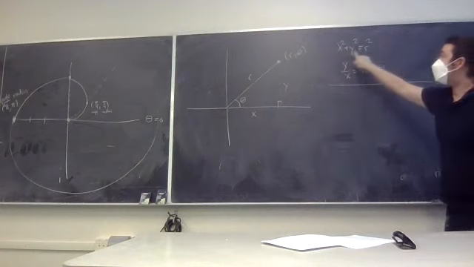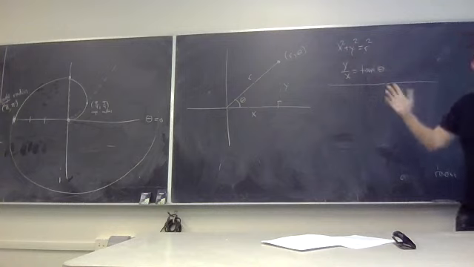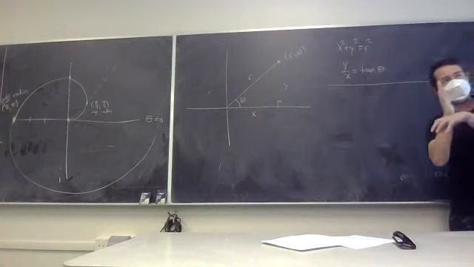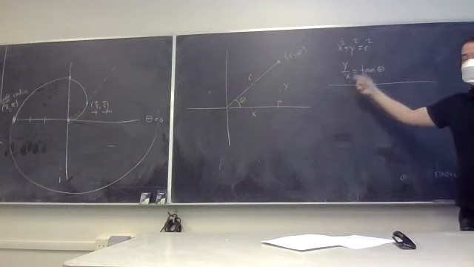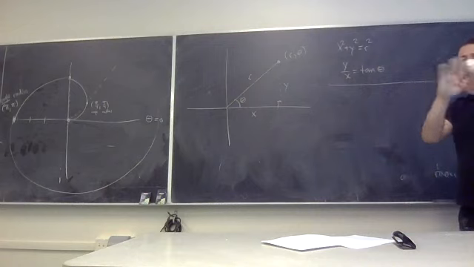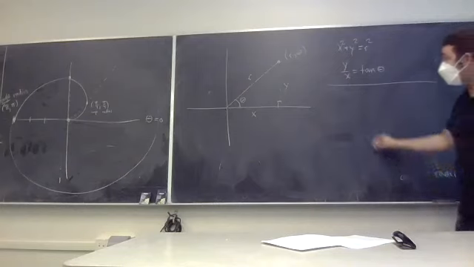If I knew x and y, I could get r from this equation. If I knew x and y, I could get theta from this equation, as long as I'm careful about taking inverse tangent. Notice I am not writing arctangent here, because arctangent has a defined domain, and I've got to be really careful.